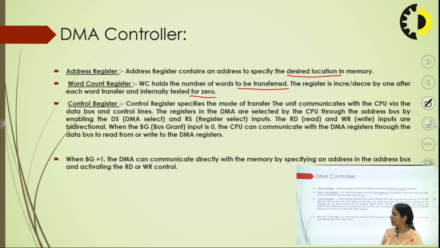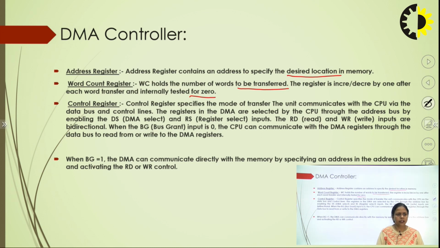And next one is the control register. The control register specifies the mode of transfer. The unit communicates with the CPU via the data bus and control lines. The register in the DMA is selected by the CPU through the address, by enabling the data select and RS register inputs, and the RD read and WR write inputs are bidirectional. So in this case, control register read and write information will be provided by the CPU to the DMA controller.